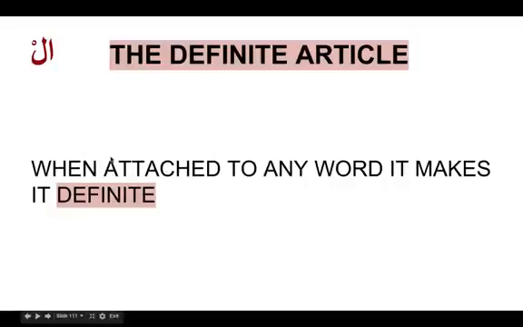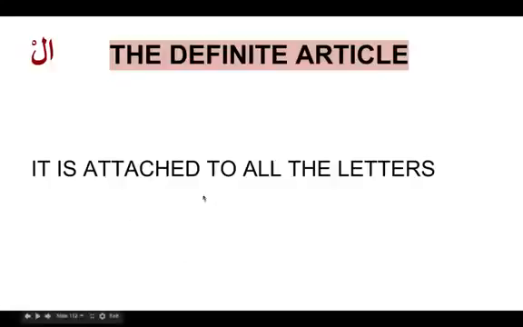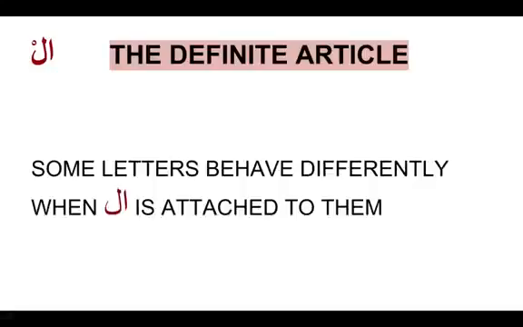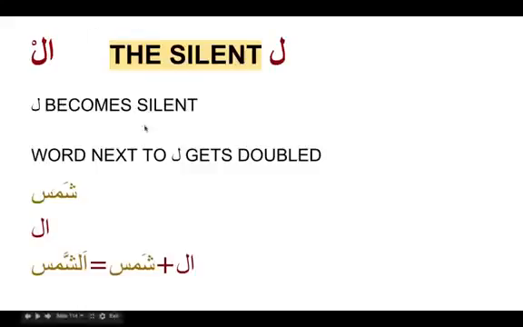However, this al can be attached to all the letters, so any letter which can begin a word. Some letters behave slightly differently when al is attached to them. Okay. So what I try to call is, we got a silent L. For example, in English we got, for example, talking, we say talking, but when you write, we write L, tall king, but we don't pronounce L.